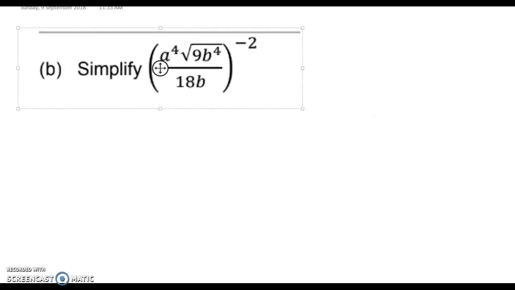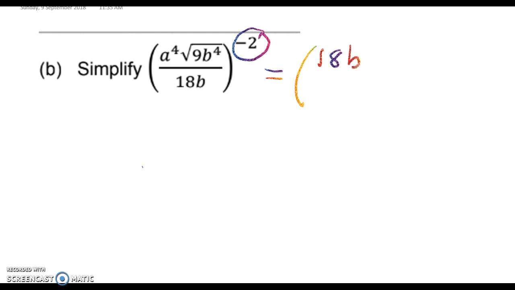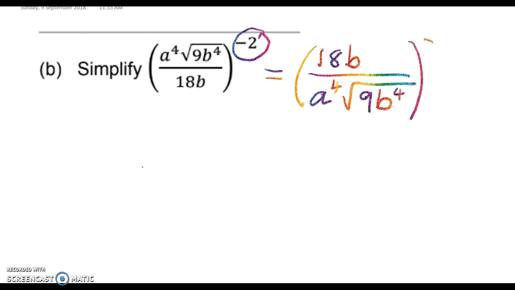Right, next question. We have to simplify this expression, and you can see that it's got a surd in it, which is a square rooty sign, and it's got a negative power. So there are different ways to go here, but probably the easiest thing to do is to take this -2 and realise that that means that that's the same as 18b over a to the power of 4 root 9b to the power of 4, squared, right? Because negative powers means you're working with reciprocals.